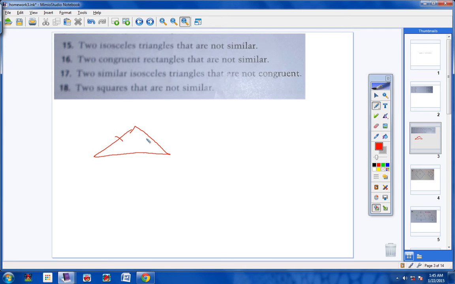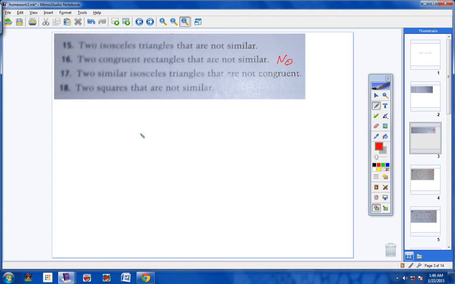This side's congruent to this side. And then draw one that looks like this. There's no way these 3 angles here are congruent to these 3 angles over here. Okay, so yes, it's totally possible. Number 16, is it possible to draw 2 congruent rectangles that are not similar? No, of course not. No, let me explain my reasoning to you.